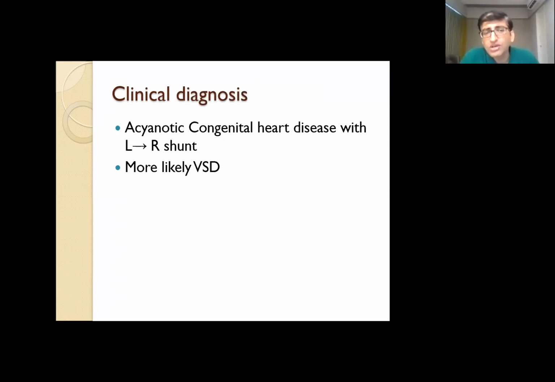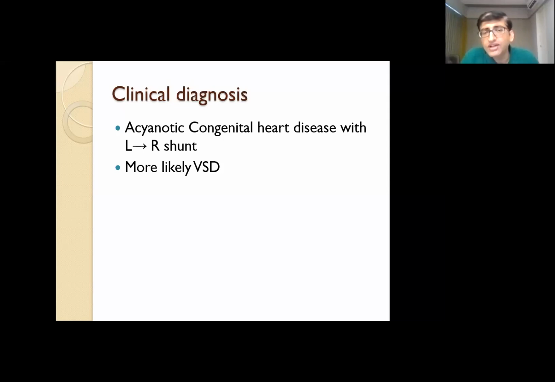So when we talk about left to right shunt, the 3 commonly occurring left to right shunts we all know are atrial septal defect, ventricular septal defect, and patent ductus arteriosus. What I have mentioned is more likely VSD. Why I have written VSD?